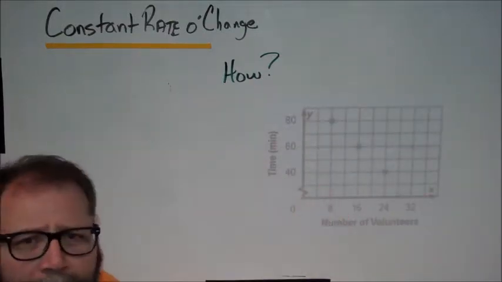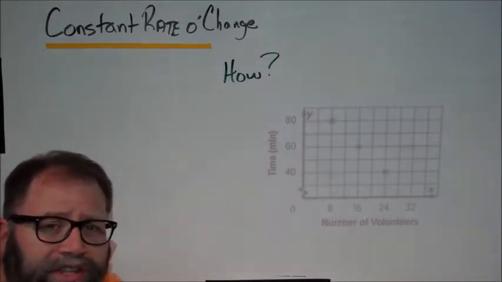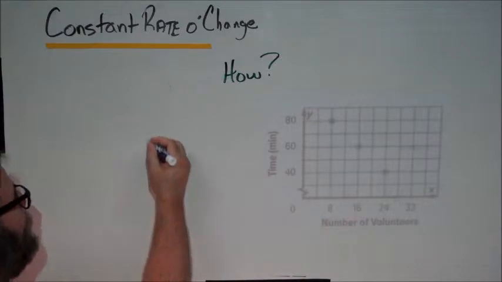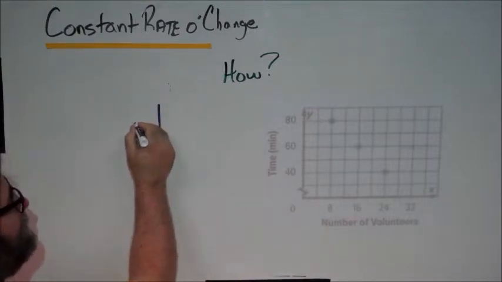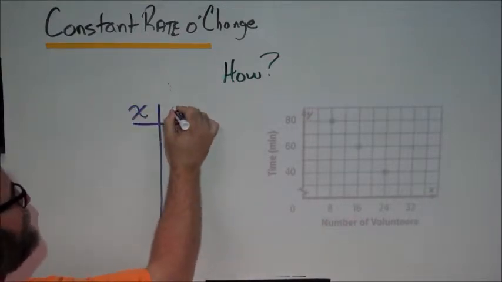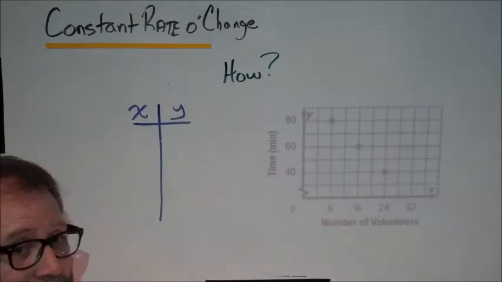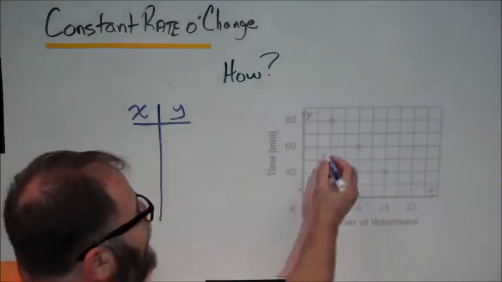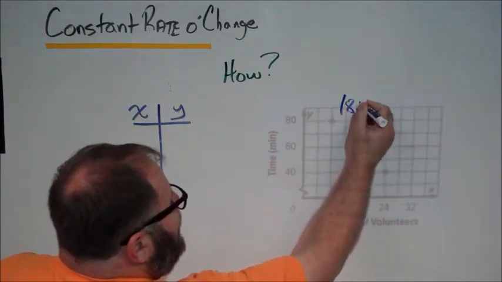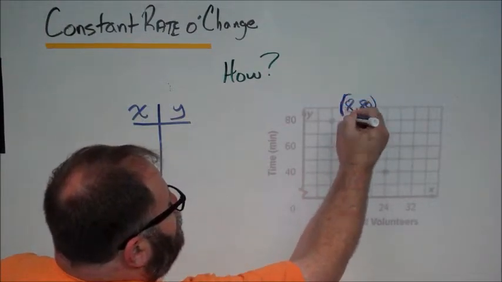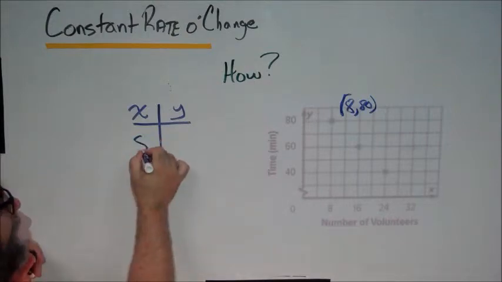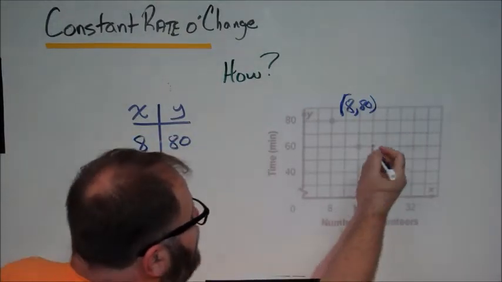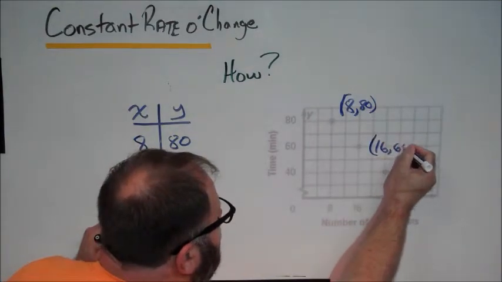Now we're given the data in a graph, and we're still checking for a constant rate of change. So how are we going to do that here? We're going to have to set up a table so that we can put our x's and our y's into that table. So over here on the side, I'm just going to make a little t-chart. Here's my x, here's my y. And I'm going to take the ordered pairs that I have in here. So this is 8 and 80, so in parentheses, (8, 80). I'm going to put over here 8 and 80. Here is 16 and 60.